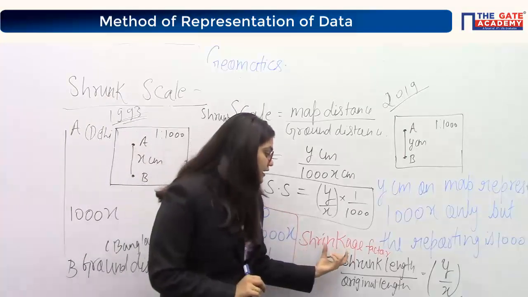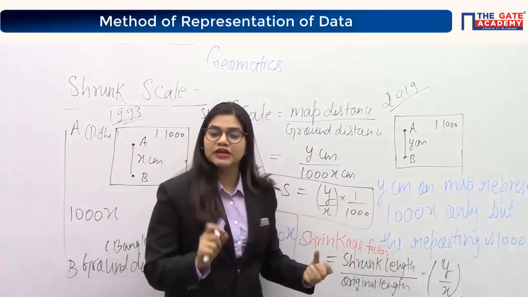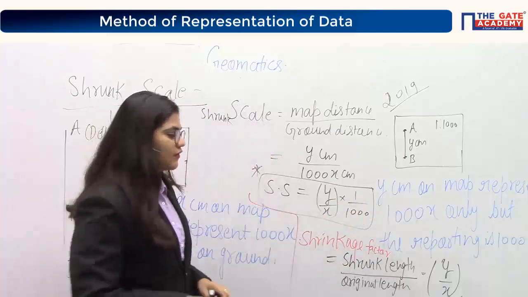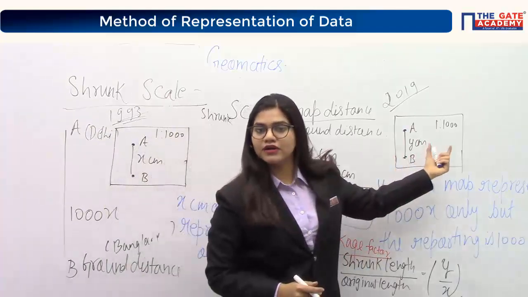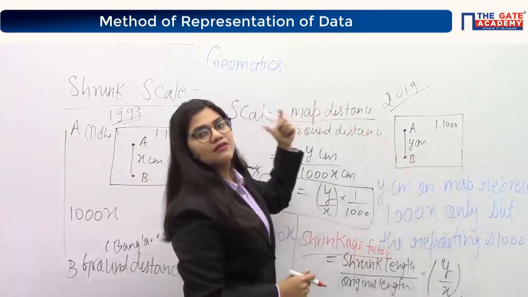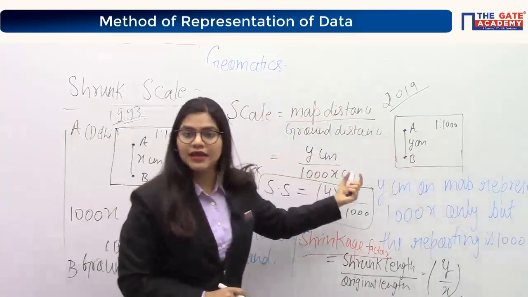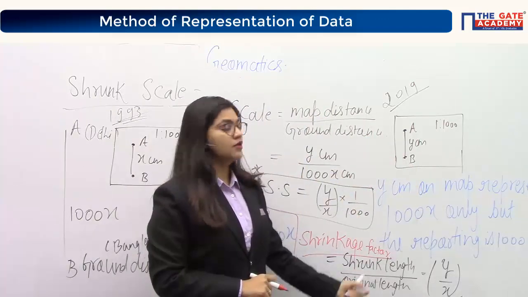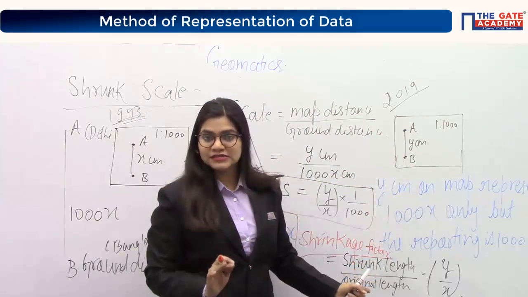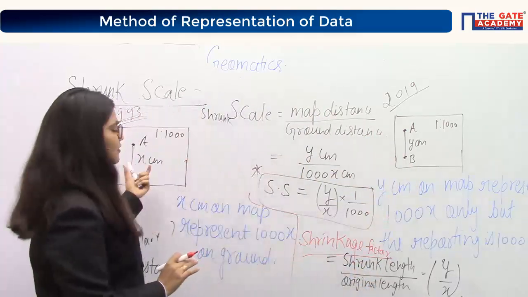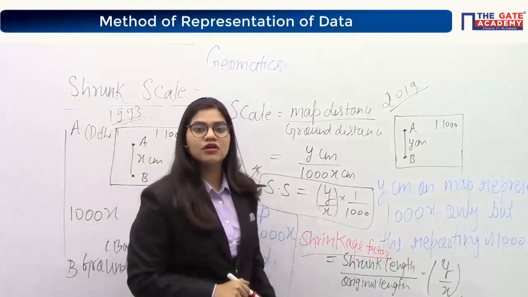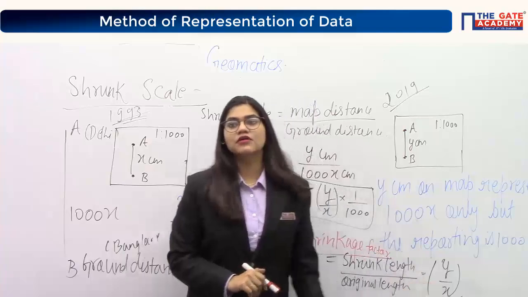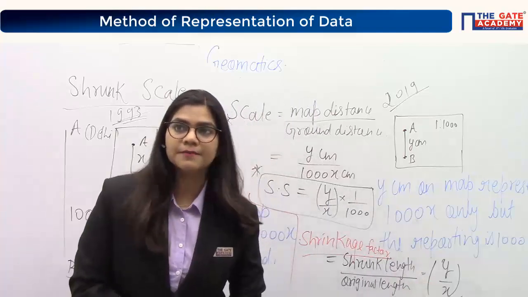Second, they define one more factor, that is your shrinkage factor. Your shrinkage factor is nothing but the ratio of the length now and the previous one. It means shrunk length divided by the original one. The shrunk length is your y centimeter and the original length is your x centimeter. So you got one factor, that is your y by x. Is it clear?